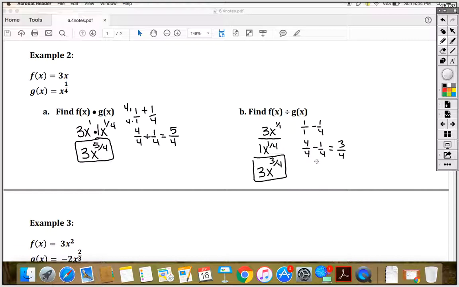Okay, so it's like what we've been doing with our exponents. We add the exponents, we subtract the exponents. We are just having to kind of set up the problem first before we do that. They're telling us what to do with these two equations, these two functions.